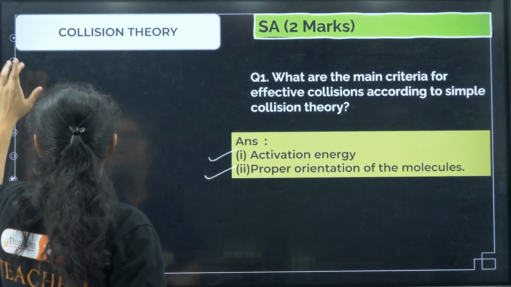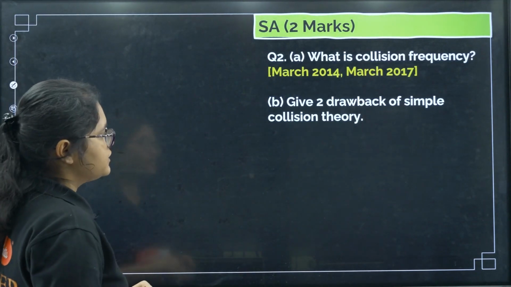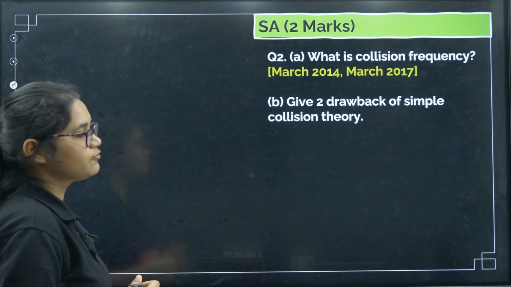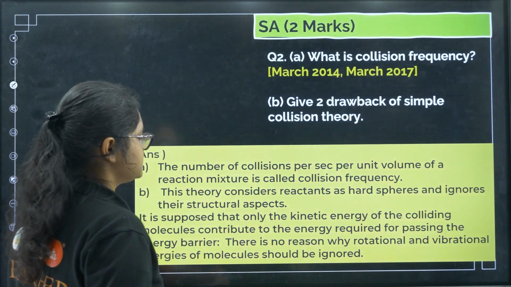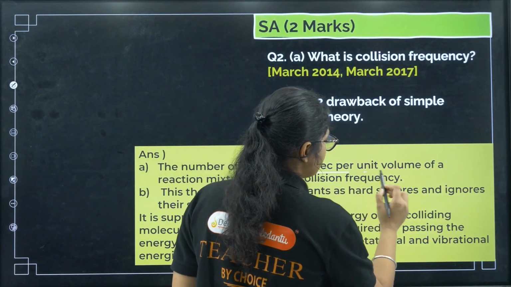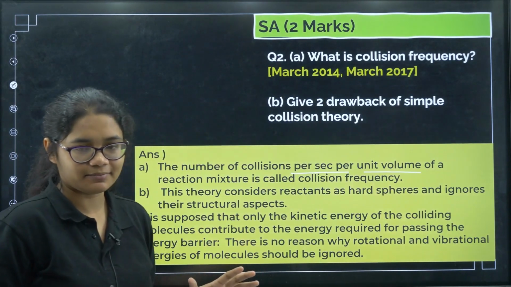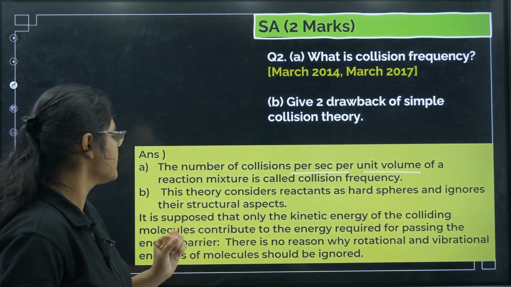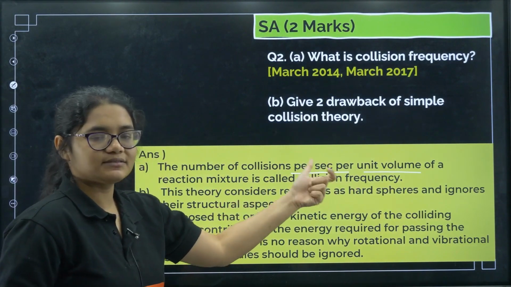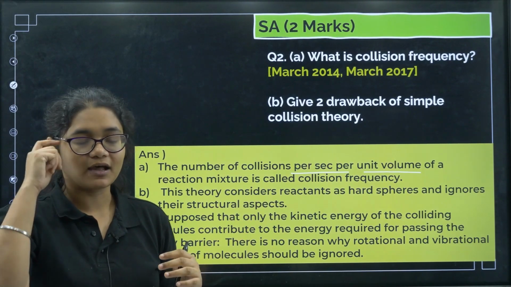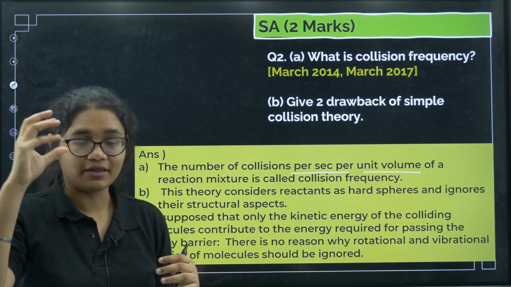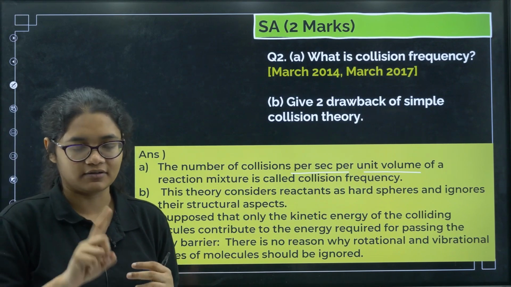Next, what is collision frequency? Two drawbacks of collision theory. So collision frequency is the number of collisions per unit second and per unit volume. Direct definition based question, nothing to be explained here. Next, what are the drawbacks? The first drawback is that in collision theory, the reactant molecules are considered as hard spheres. Their actual structure is not considered, the first thing.